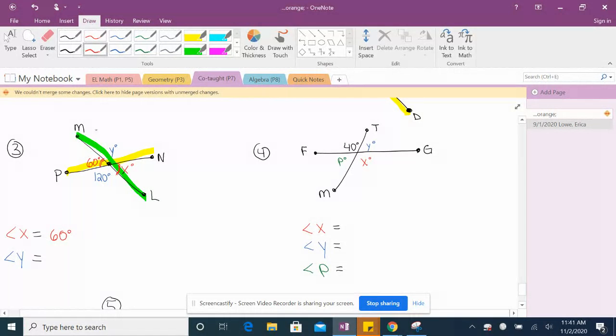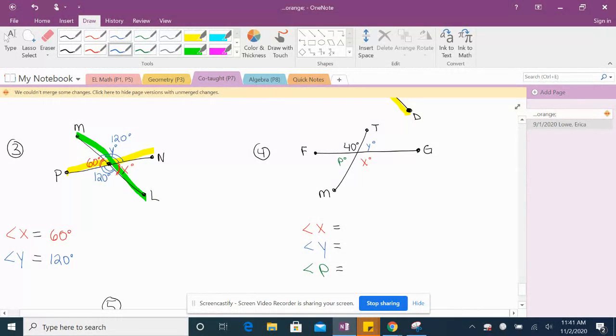And these two angles are also congruent. Y esos ángulos aquí son congruentes también, porque son opuestos y se forman una X. They are vertical angles because they form an X and they are opposites. So if this angle is 120 degrees, then angle Y is also 120 degrees. Si este ángulo tiene 120 grados, el otro ángulo de Y tiene que ser 120 grados también.